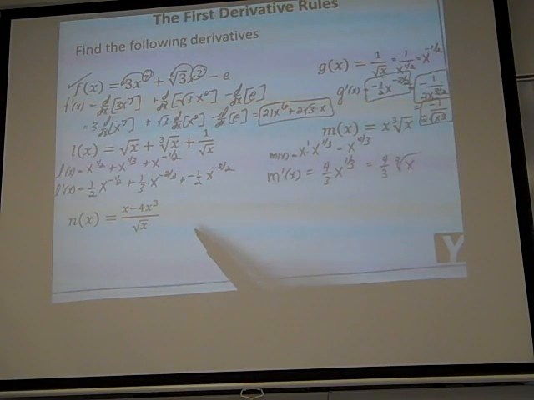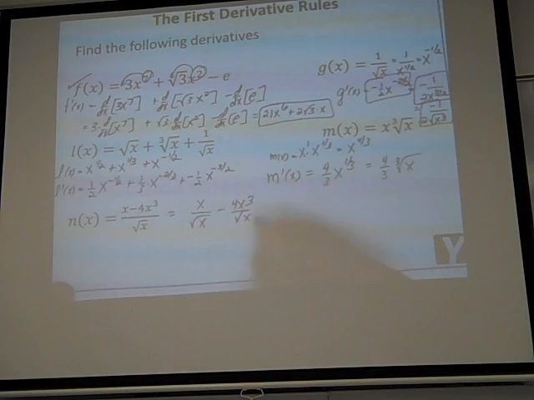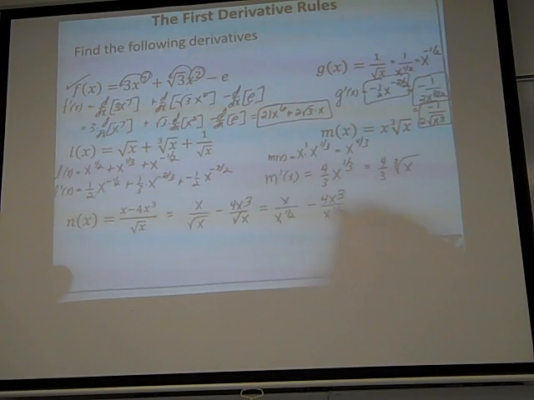Okay, last one for this portion of the video. We have n of x equal to x minus 4x cubed over the square root of x. My advice would be, since you have just one term in the denominator, break it up. Make it x over the square root of x minus 4x cubed over the square root of x. I haven't done any calculus, I'm just doing algebra. Now let's get rid of those radicals. X over x to the 1/2 minus 4x cubed over x to the 1/2.